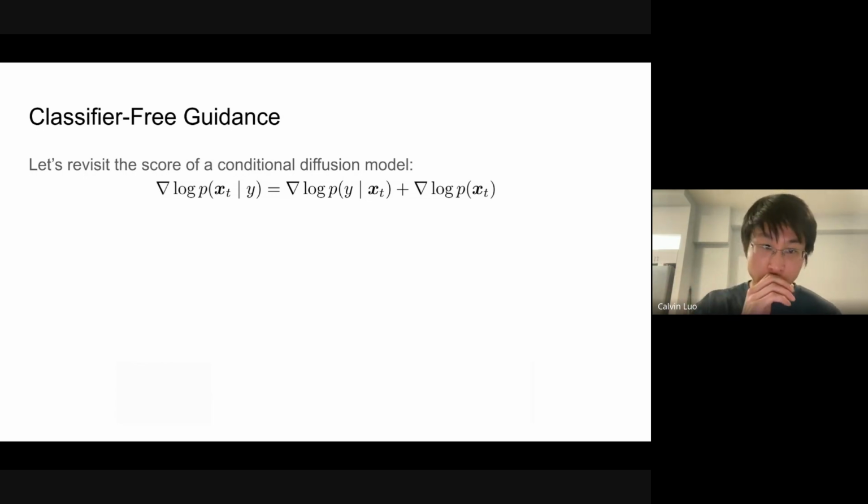It's quite simple. If we revisit the score of a conditional diffusion model, after Bayes' rule and applying the gradient and the log, it looks as follows.